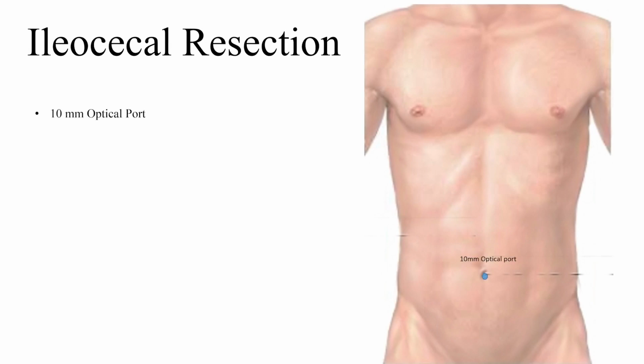We insert a 10 mm port in the inferior part of the umbilicus, and we use two 5 mm operating ports for our resection. The first one is placed 2 finger breadths medial to the superior anterior iliac spine in the left iliac fossa, and the second one just above the pubis.